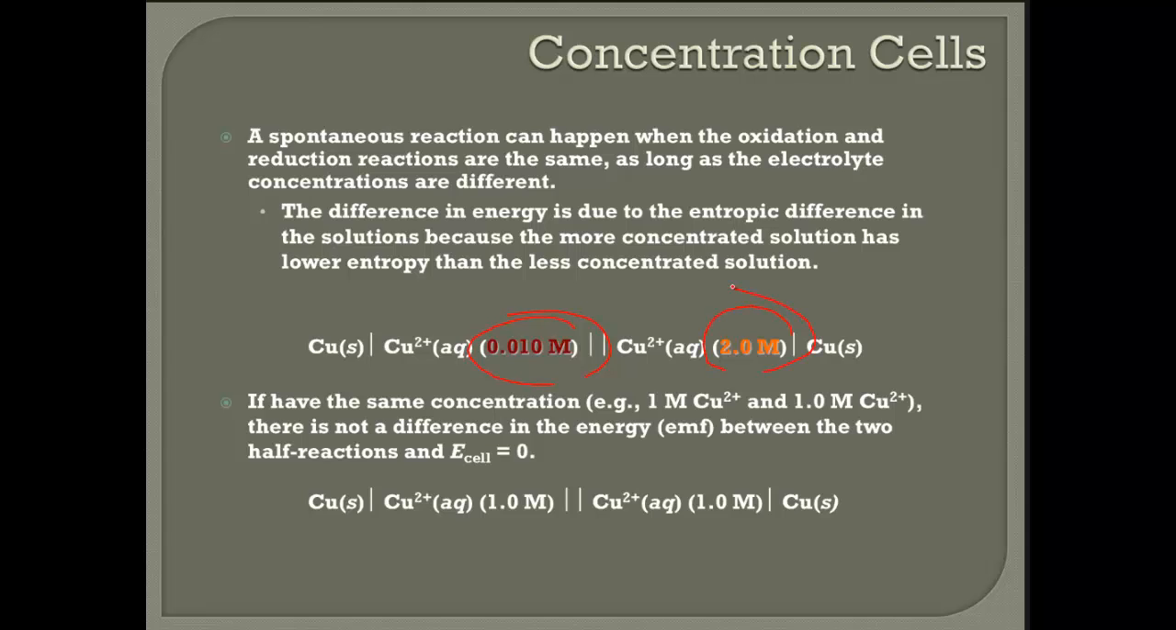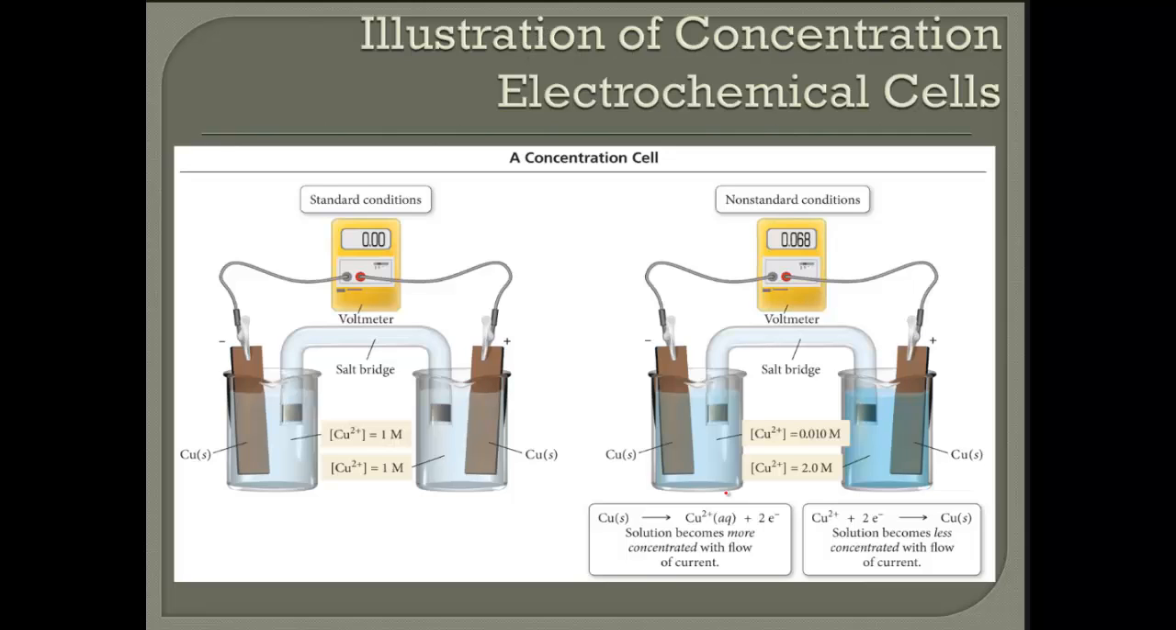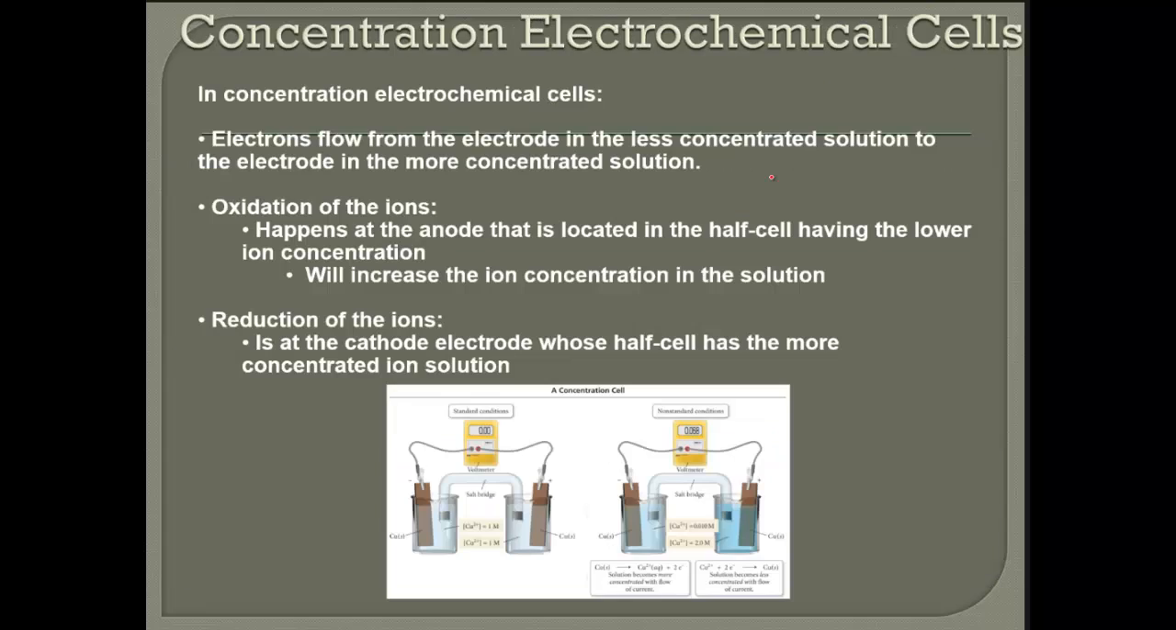If they have the same concentration, if they're both 1, there is not a difference in energy between the two half reactions, and the Ecell is equal to 0. Notice when they're the same concentration, the voltage is 0. But when they have different concentrations, you have a voltage. In concentration electrochemical cells, electrons flow from the electrode in the less concentrated solution to the electrode in the more concentrated solution.